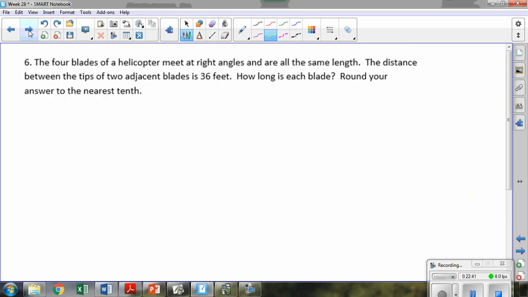Four blades of a helicopter meet at right angles and are all the same length. The distance between two tips of adjacent blades is 36 feet. How long is each blade? Round your answer to the nearest tenth. What does this thing look like? What is it telling us?